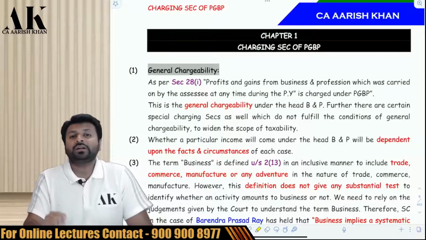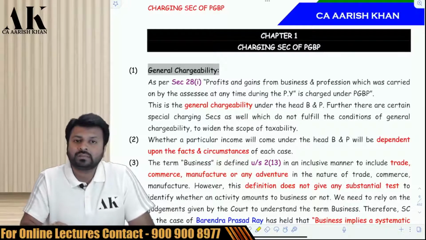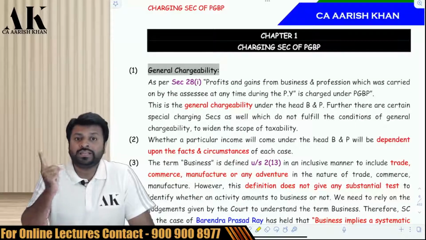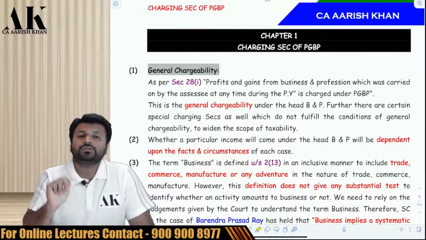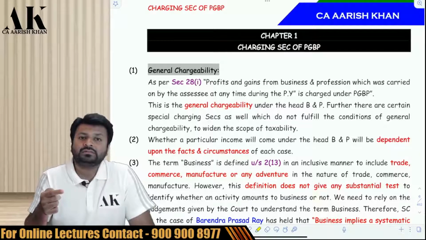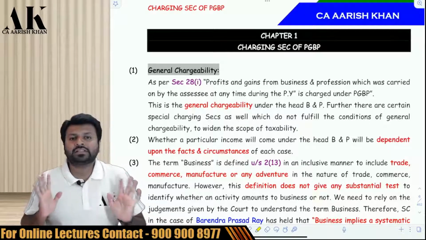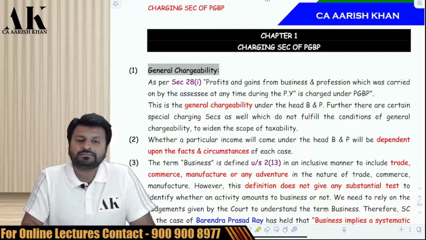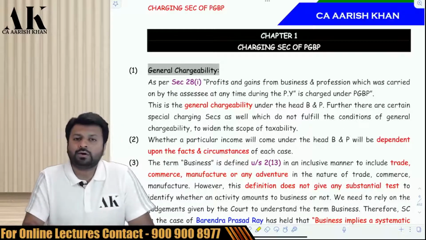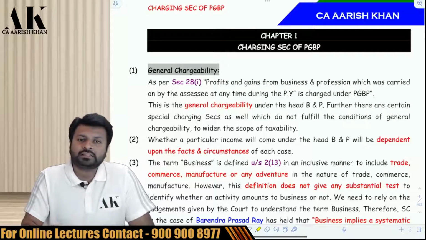Therefore, what does section 22 state? It states 3 conditions. First, the assessee should be the owner of a building and land appurtenant thereto, and that building and land should not be used for business and profession. If you fulfill these conditions, then your income will be classified under house property. Similarly, section 45 speaks about when your income will be covered under capital gains. Similarly, section 56 tells about when your income will be covered under IFOS.